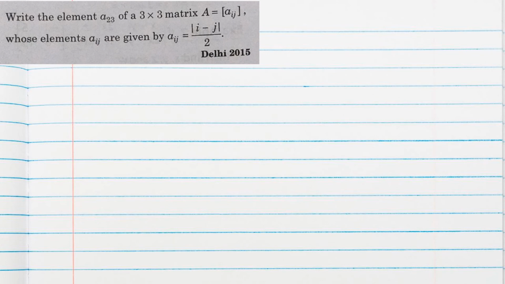Write the element A23, second row, third column element of 3 by 3 matrix A, where each element is given by this. This is a 2 mark question. Suppose if they ask each entry of the 3 by 3, it will be 2 marks. Now only one element is asked, A23. That means i value is 2 and j value is 3.